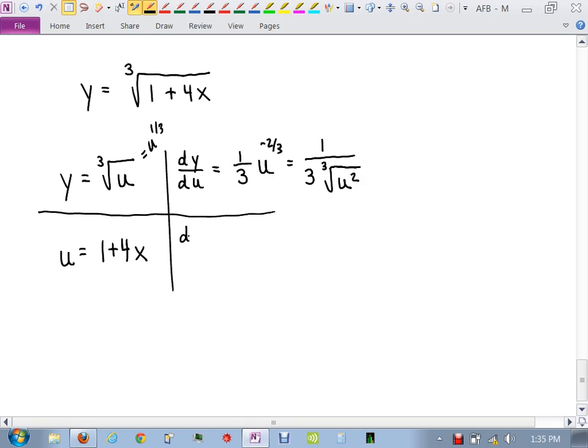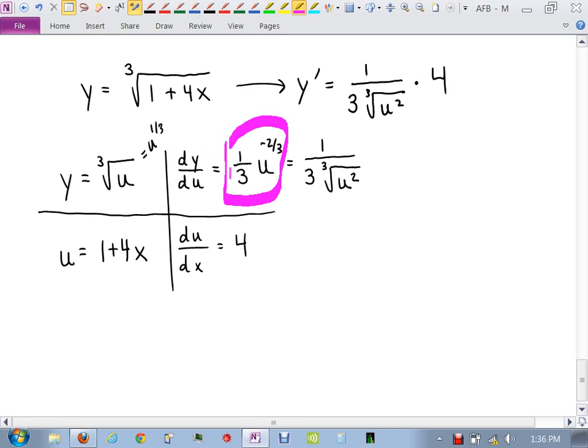Then on the other one, you go du/dx. And that's an easy one, right? 4. And so your answer, your y prime, is just those two multiplied together: 1/3 cube root of u squared times 4. So all you do is multiply these two together, this one and this one.